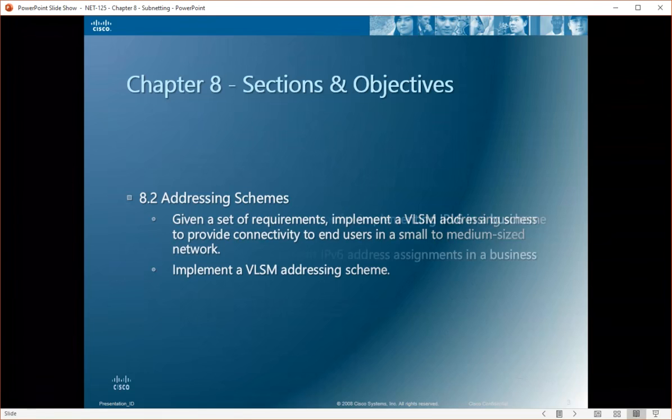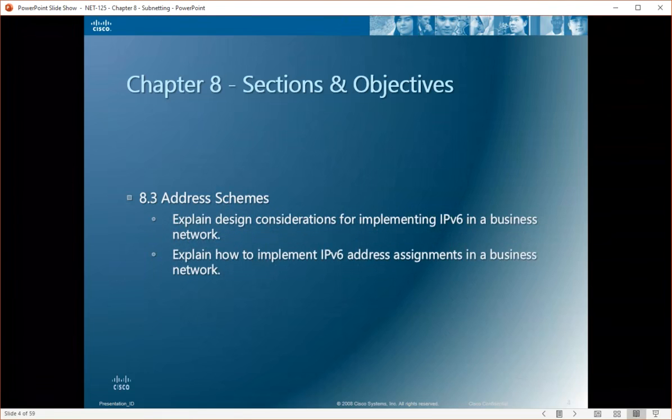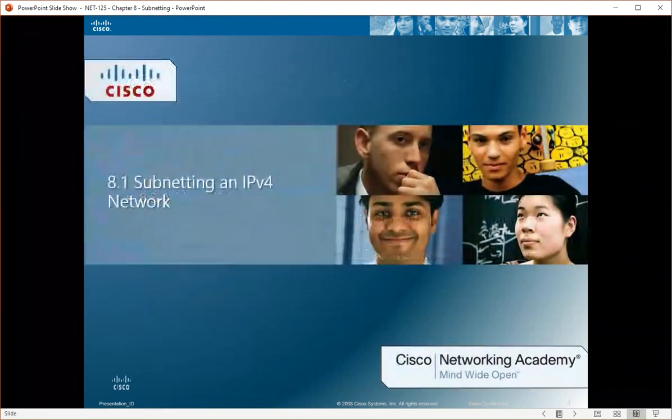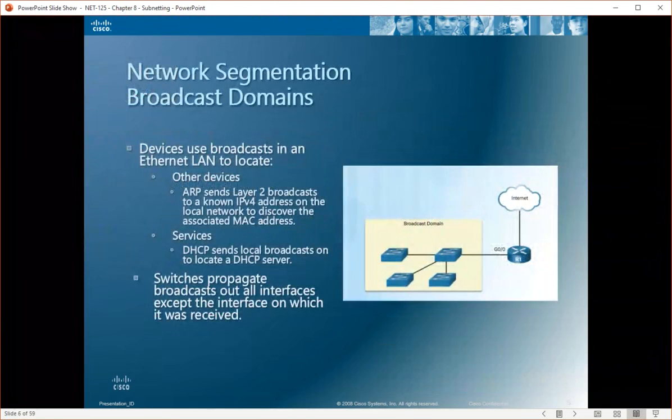We're also going to look at design considerations for IPv6 in a business environment, as well as how to implement it, because IPv6 is, again, a little bit different. We're going from a 32-bit address to a 128-bit address. We don't have to deal with network translation the same way, so there are some changes. So let's get started with 8.1.